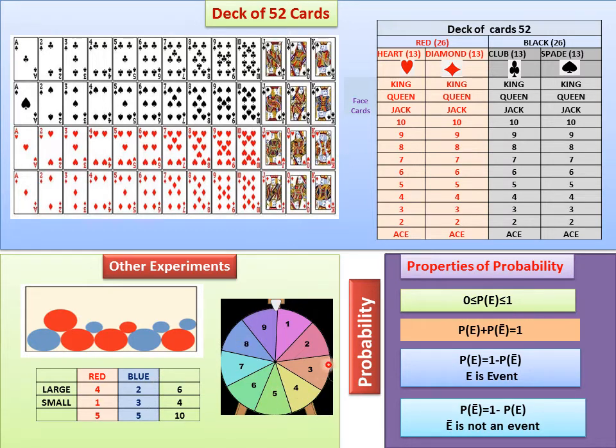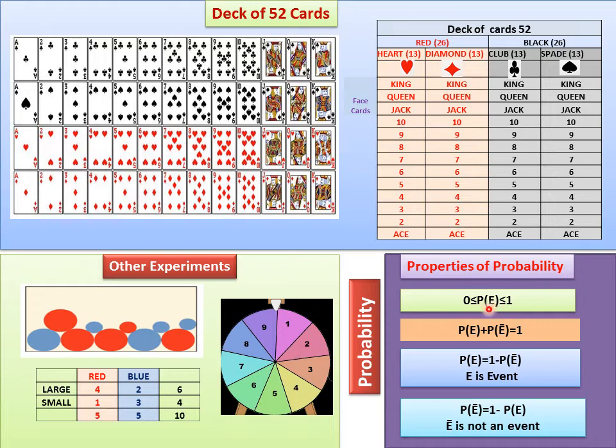Another type of problem that we can expect is on a spinning wheel or spinning arrow. We can find the probability of the arrow stopping at any of the given numbers. Then there are some properties of probability that we need to know.